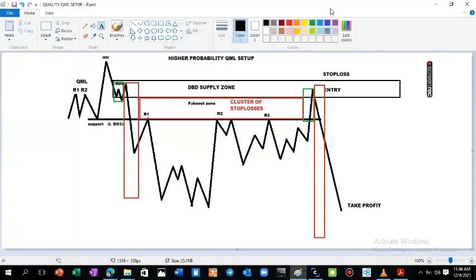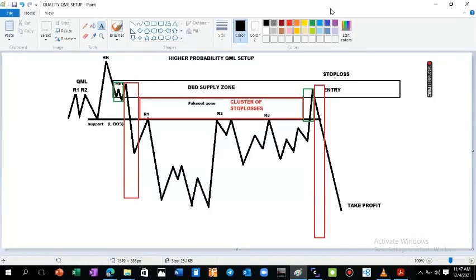Alright, without wasting much of your time, as you can see from our screen right now, today I want to talk about something very important. I want to talk about something very significant that can actually help you become a better trader. In front of me right now is what I call a higher probability QML sell setup.